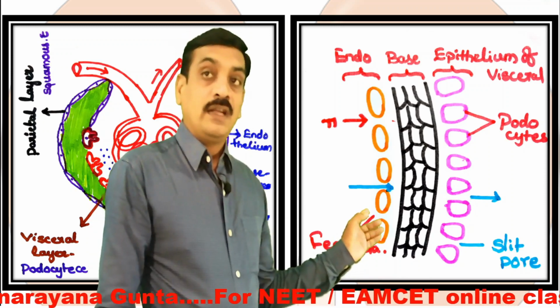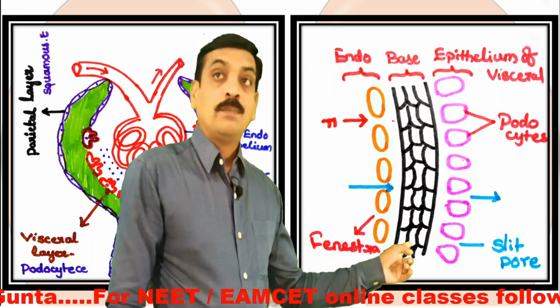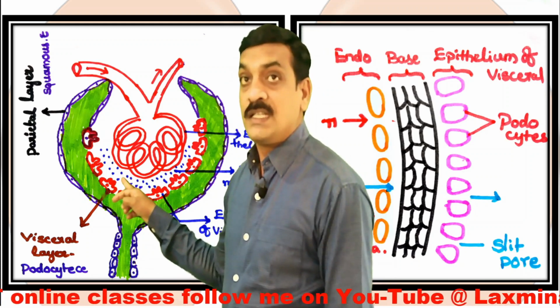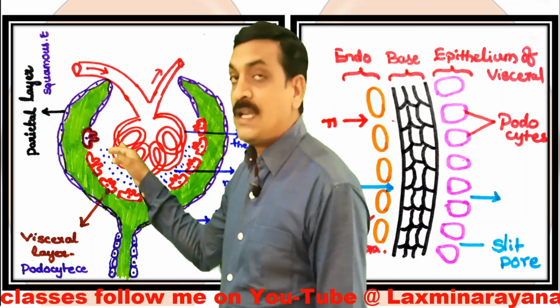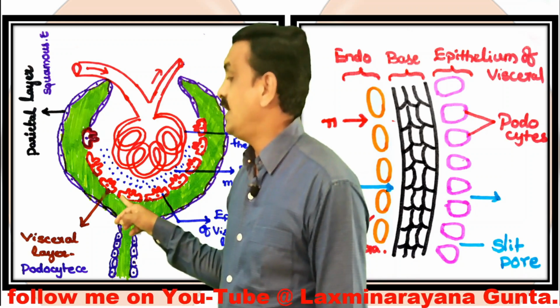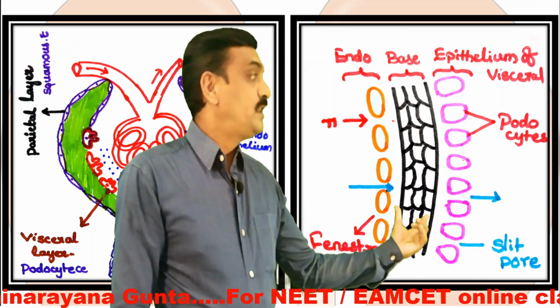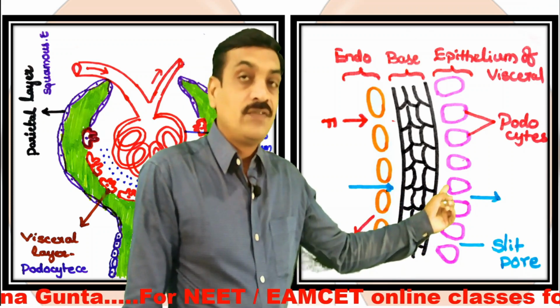And the blood has to further pass through the basement membrane. This basement membrane, I already told you, is present in between the capillary and the visceral layer. Okay, and this is the basement membrane. Okay, and further the blood has to pass the visceral layer.